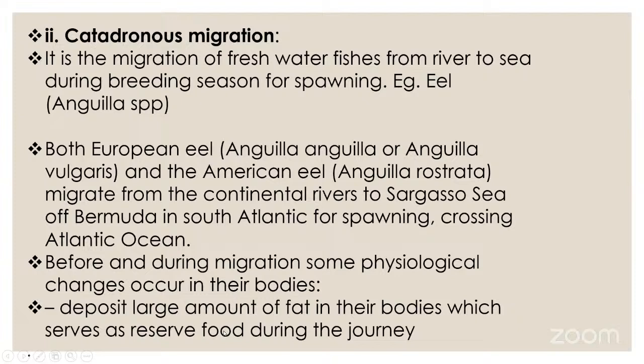Then the second one is catadromous migration. So what happens in this? It is the migration of freshwater fishes from river to sea during breeding season. In anadromous, what happens normally? They migrate from sea to freshwater. Here it is freshwater to sea. The example is Anguilla species, a kind of eel fish.